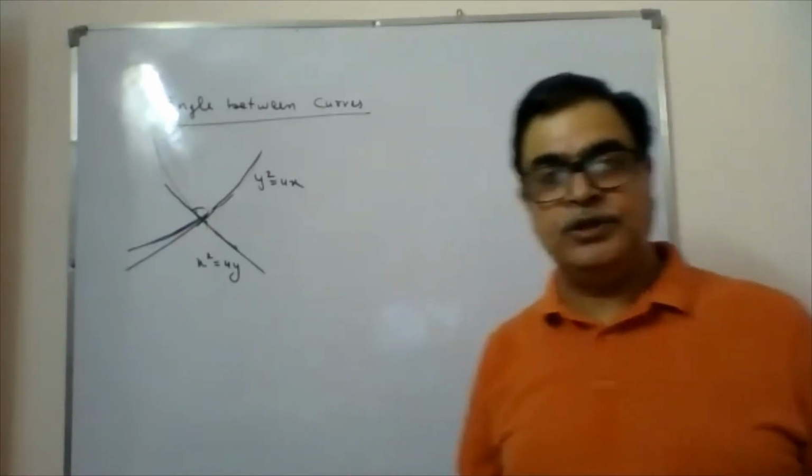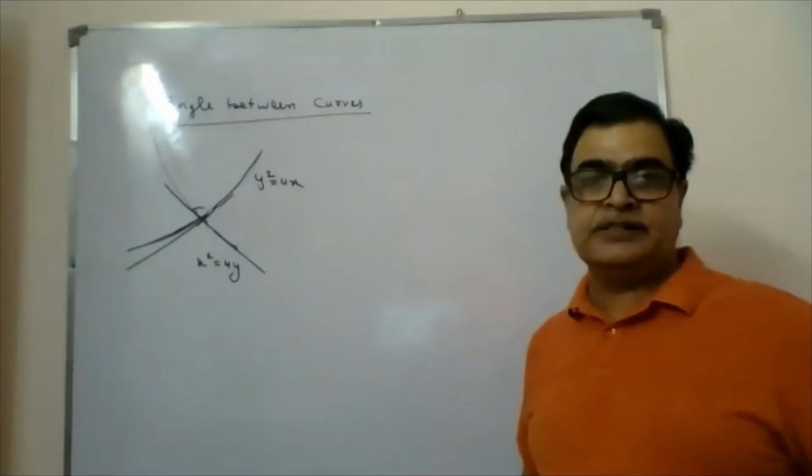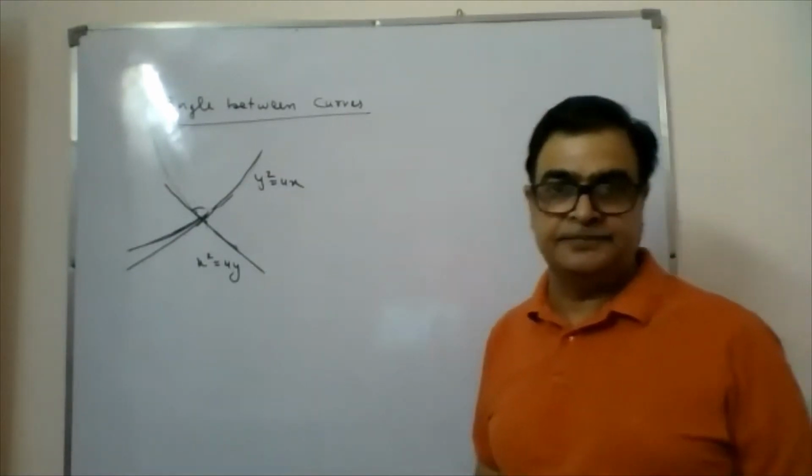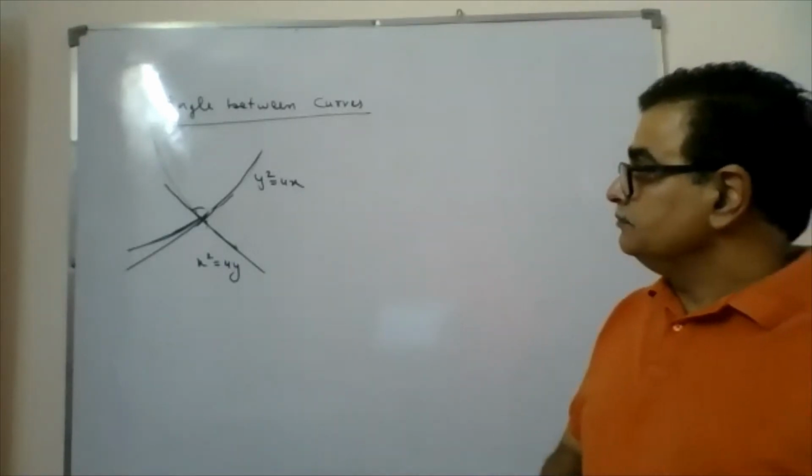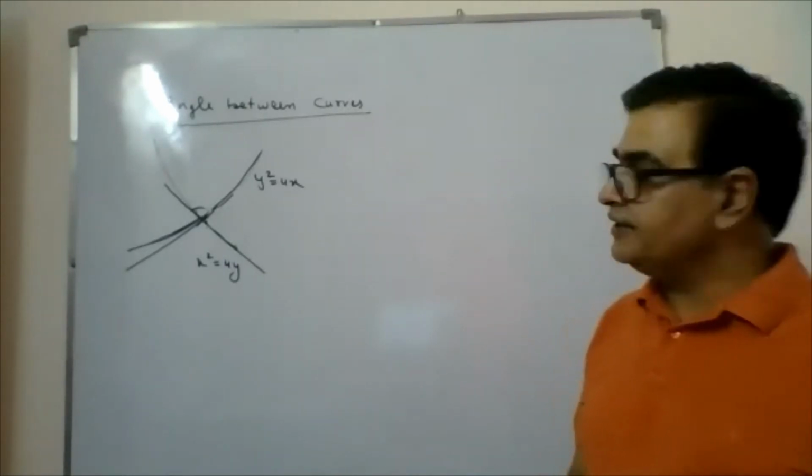Find out the angle between the two curves. One is y squared equals 4x and another is x squared equals 4y. Find out the angle between the two. Again, first, what is the intersection point?